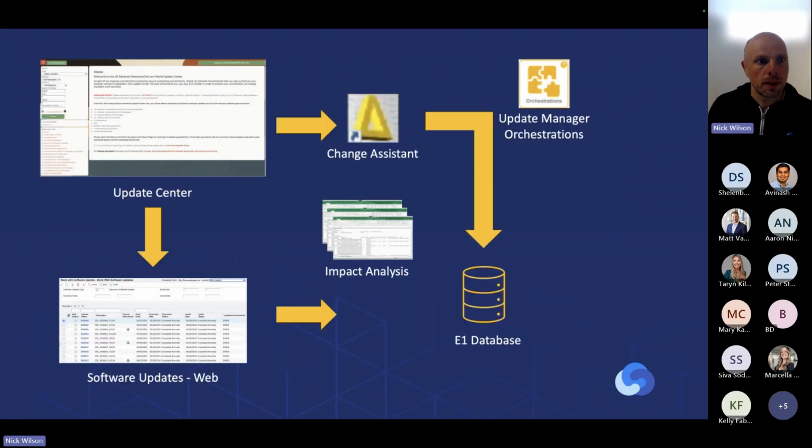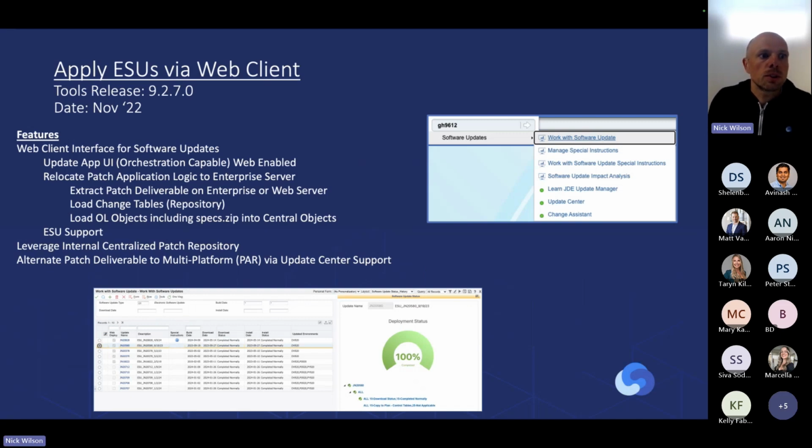So we can see here, as a reminder, this is our little diagram, and the bottom part is what we're looking at now: the software updates via the web. If you apply those PAR files or that ESU, those features through the web, they get inserted directly into the database and bypass the Change Assistant path. Many of those ESU components are loaded directly into central objects, and those updates can potentially be orchestrated, whereas Change Assistant cannot be orchestrated. By that I mean you can create a process or an orchestration from this software update screen, versus Change Assistant, where you cannot.